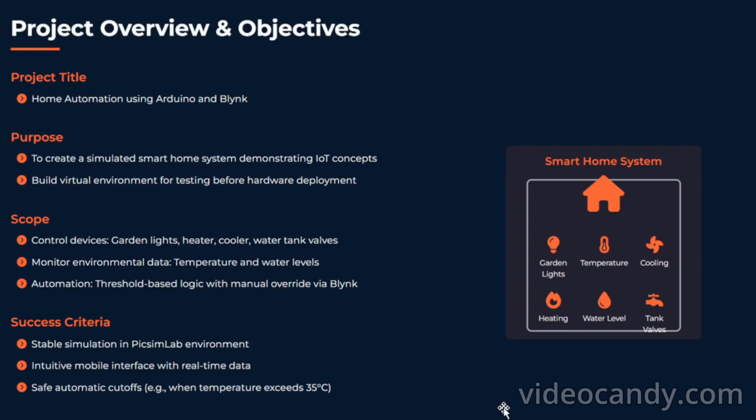The project, titled Home Automation using Arduino and Blynk, aims to create a simulated smart home system. It allows automatic and remote control of devices such as lights, heaters, coolers, and water valves. The system monitors temperature, ambient light, and water levels, making decisions based on the values. This simulation demonstrates how daily tasks in a smart home can be automated for efficiency, convenience, and safety, all while using virtual components and IoT interfaces.